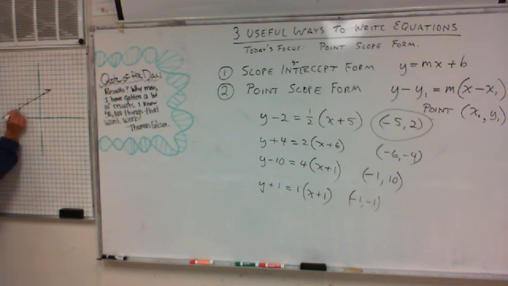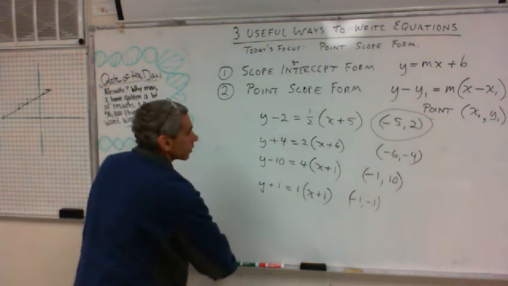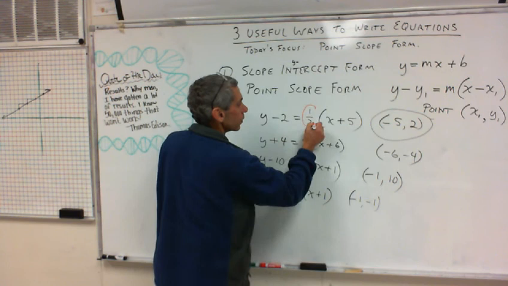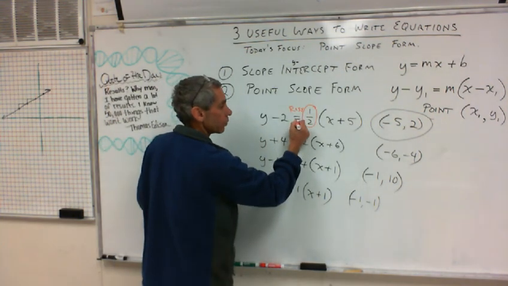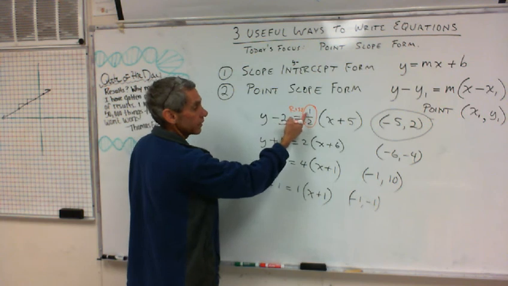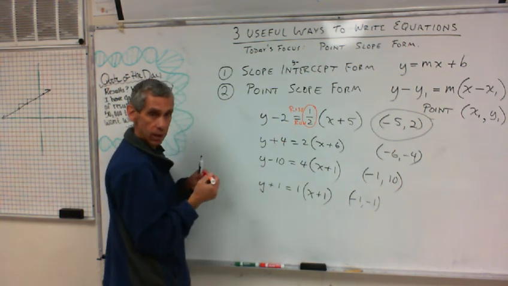There's my point. And then from this point, I use my slope, rise over run. What is my slope? This one right in here? Oh, okay. That's the part that I was focused on. So I'm rising 1 and I'm running 2. Easy. Does that make sense?